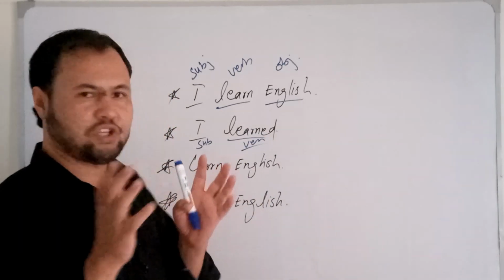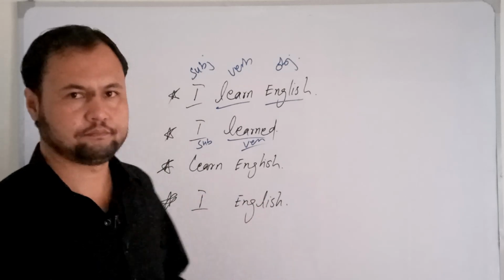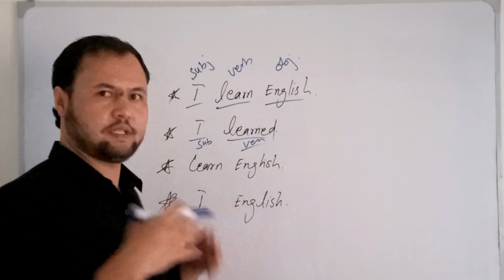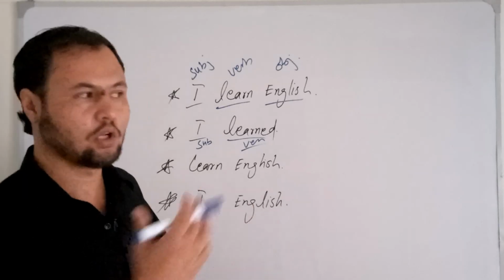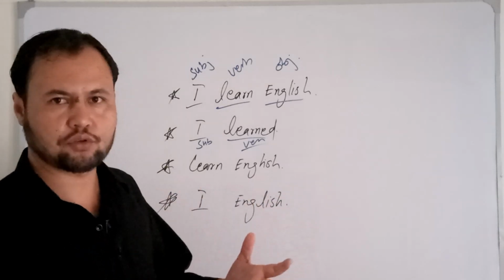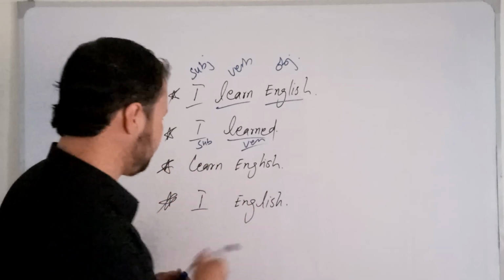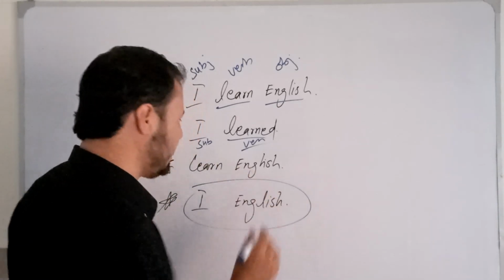I learn. Whatever you taught me, I learned. Subject and verb. Somehow it is giving meaning. Learn English is a kind of order. Learn English. Close the door. Open the door. Turn off the fan. Giving somehow meaning. But I, English.